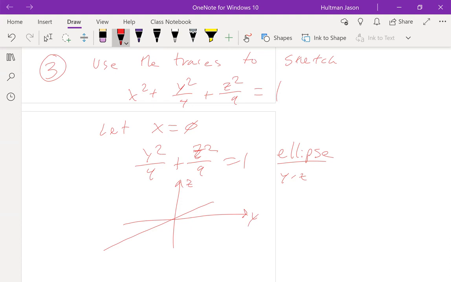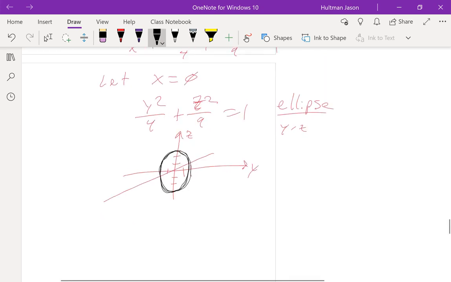That's an ellipse where I go out 2 on the minor axis on the y, and up 3 on the major axis. This is not to scale. Then out 2, and then 1, 2, 3. So one of the traces, the slices of this, looks like this. That's that slice in the YZ plane. That's an ellipse, but I let x equal 0.